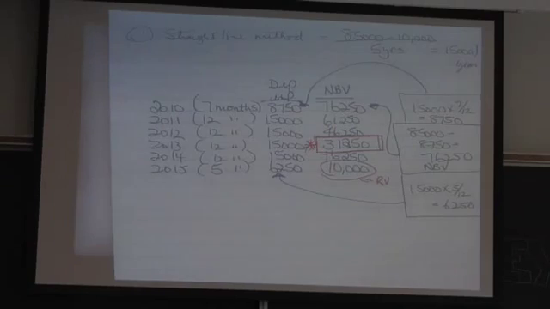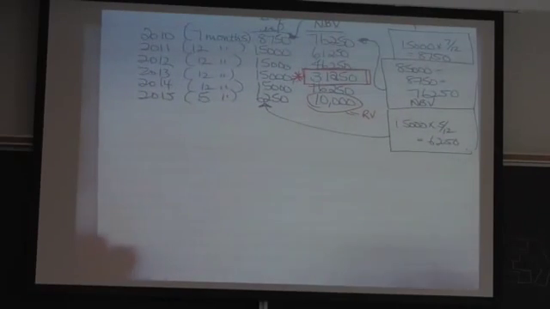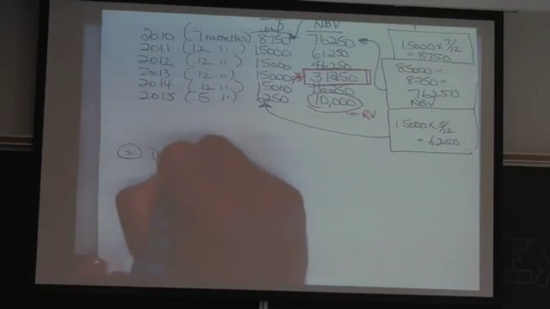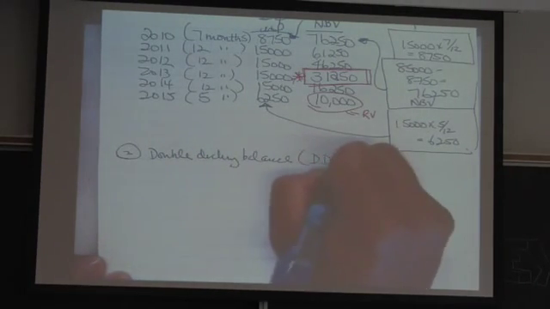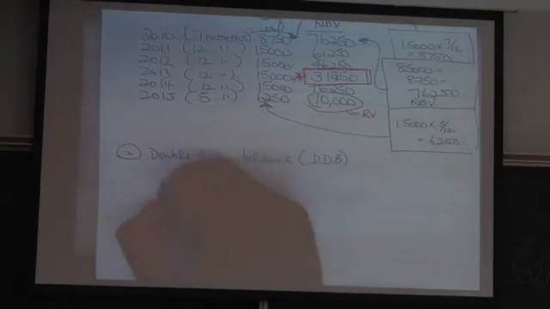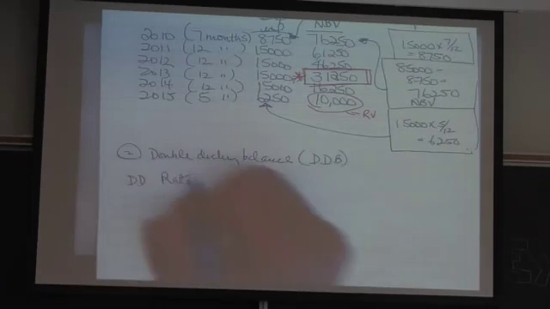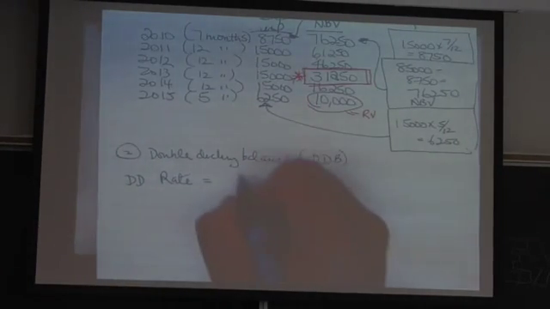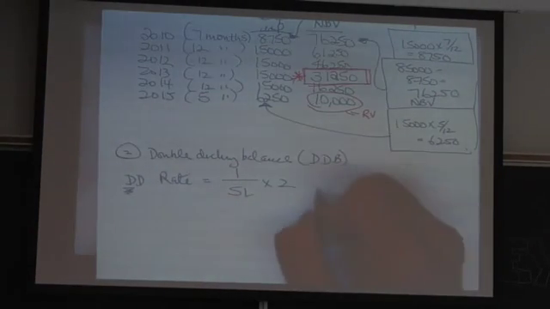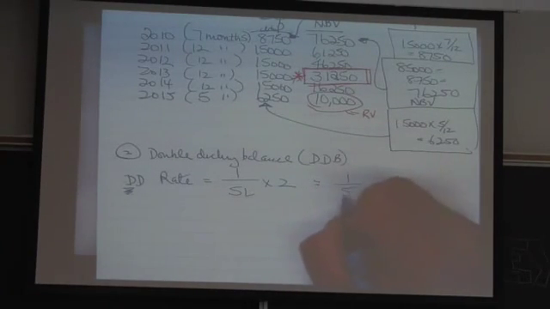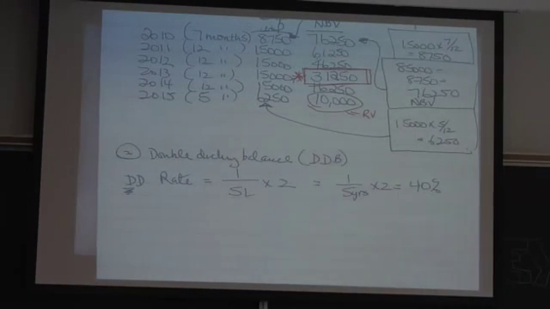Now, let's look at double declining balance. What's the second assumption? Under the double declining balance, so DDB, we need to calculate the rate. So the double declining rate equals 1 over straight line times 2, because it's double, right? The straight line is 1 over 5 years, times 2 is 40%. That's the amortization rate.